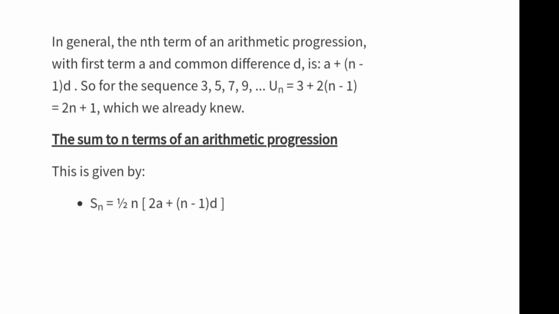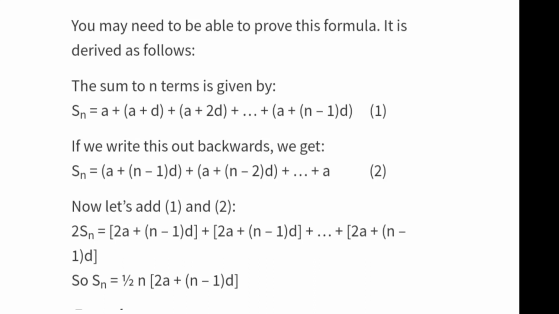The sum of n terms of an arithmetic progression is given by this formula. You may need to be able to prove this formula. It is derived as follows. The sum of n terms is given by Sn equals a plus (a plus d) plus (a plus 2d) plus dots plus (a plus (n minus 1)d).